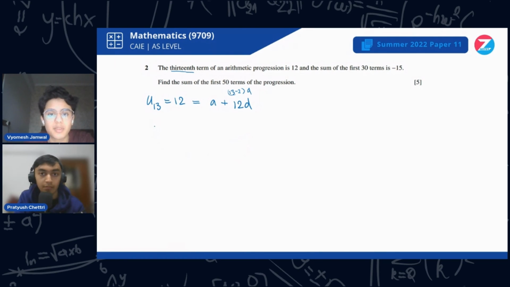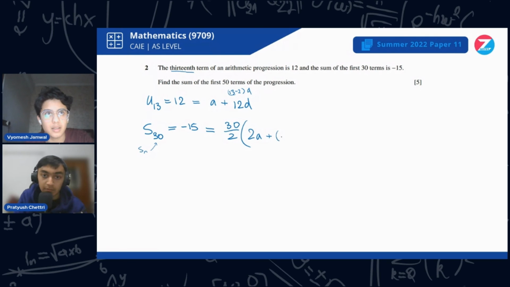So it says that the sum of the first 30 terms is negative 15. So looking at the formula for an arithmetic series, the sum of 30, n here is 30, so it's just going to be 30 upon 2 times 2a plus 29d. We have n minus 1, so 29d.